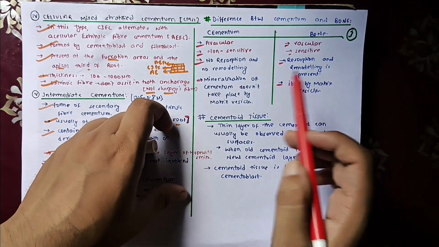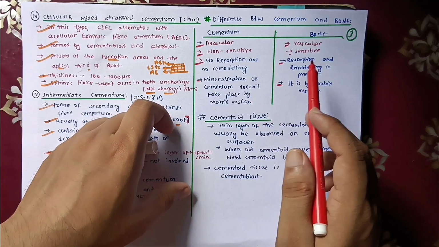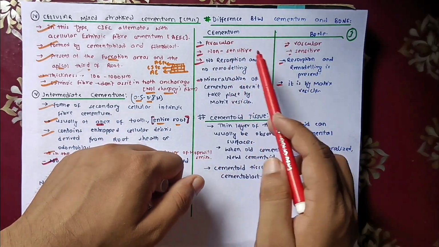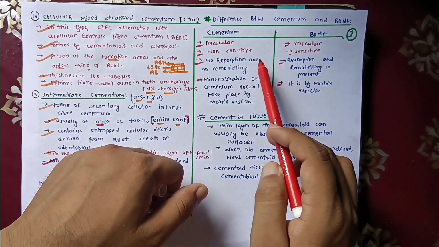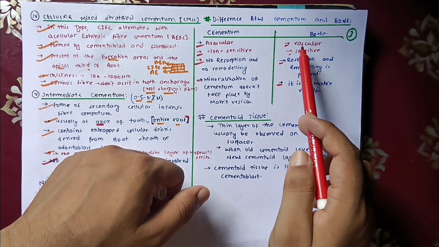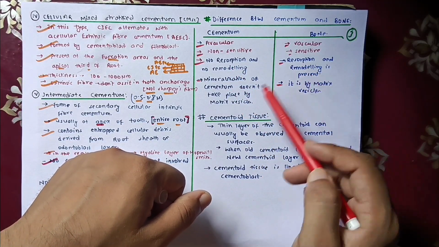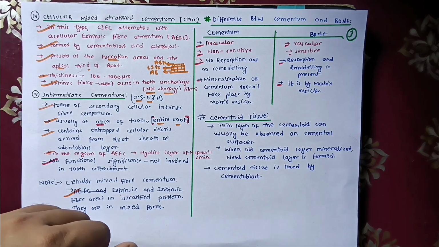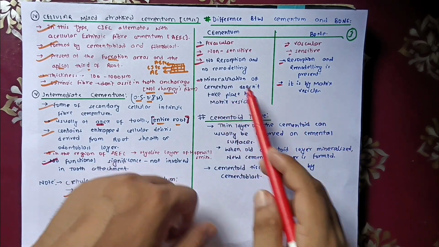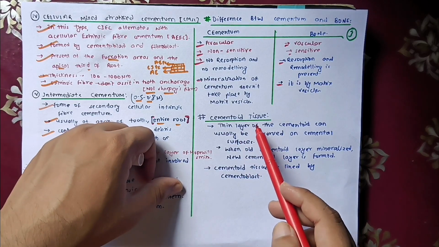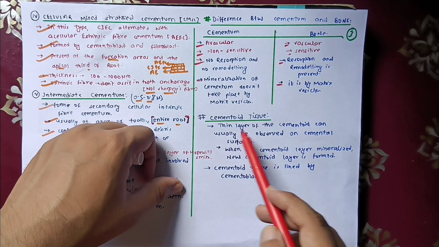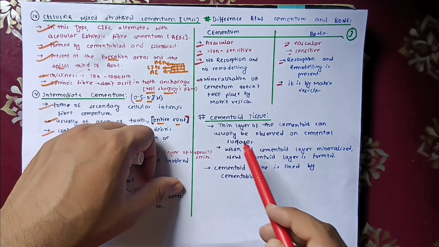This is one kind of viva question. Avascularity and non-sensitivity are important, so I have written them with the red color pen here. No resorption, no remodeling in cementum, while resorption and remodeling are present in bone, and mineralization is not by matrix vesicles in cementum but by matrix vesicles in bone.